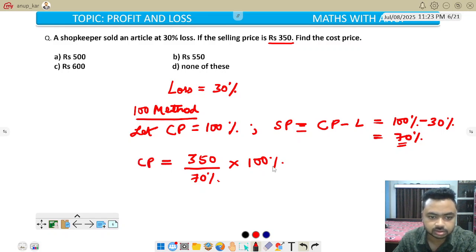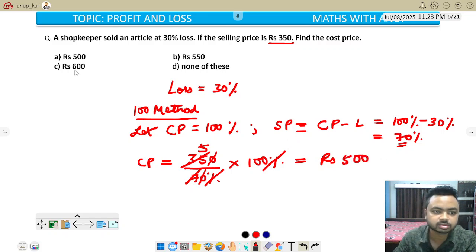equivalent to. So we can see that 0 and 0 get cancelled out, 7 5 times, and percentage gets cancelled out, so it will be equal to rupees 500. Okay, so this is my final cost price. So this is the answer. So you have to keep in mind that this is one trick: whenever the loss percentage or profit percentage is given in whole number, you can apply this trick.